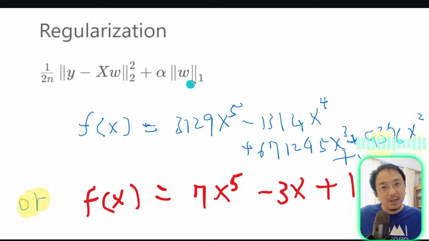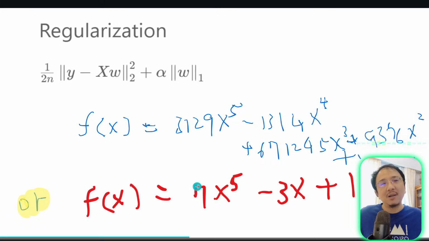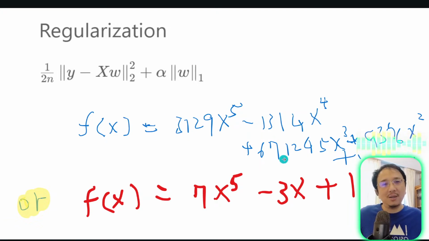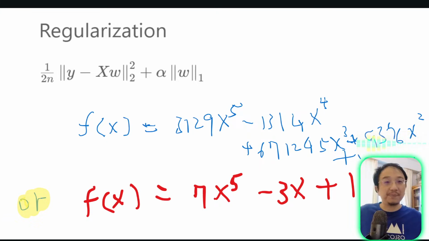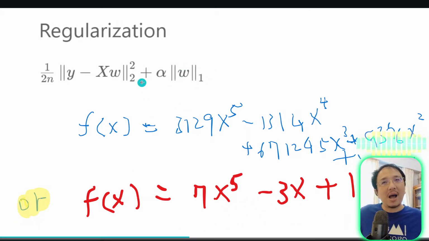So that's why we give this L1 penalty, because the L1 norm of this parameter vector is probably just like 7 plus 3 plus 1, which is just 11. And the L1 norm of the other parameter vector will be like 3,000 something plus 1,000 something plus 600,000 something and plus 9,000 something. It is huge. So the penalty will be very huge for the first one and relatively small for the second one. So that's the idea behind regularization.